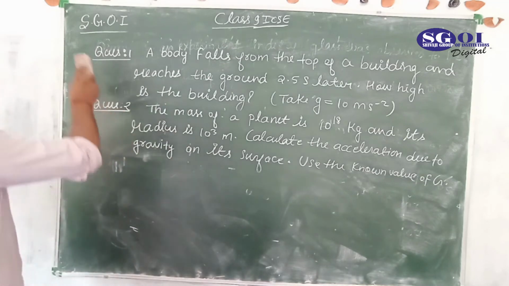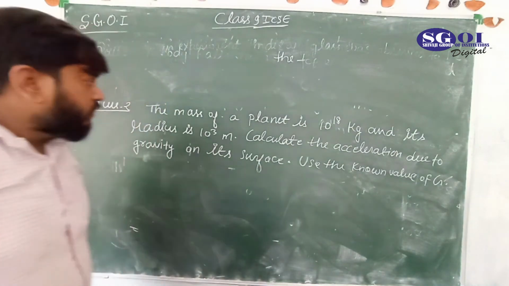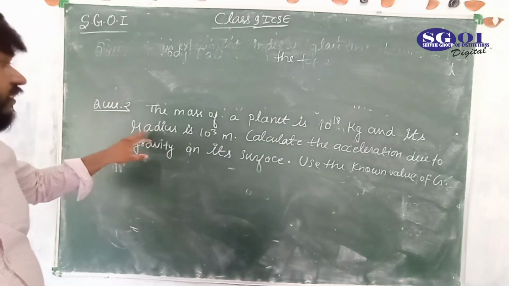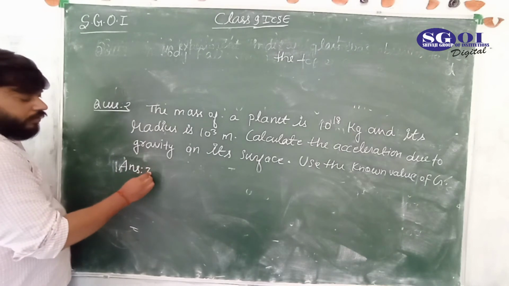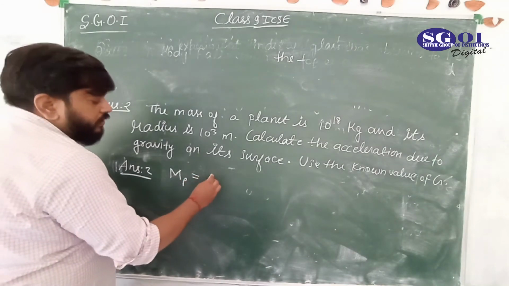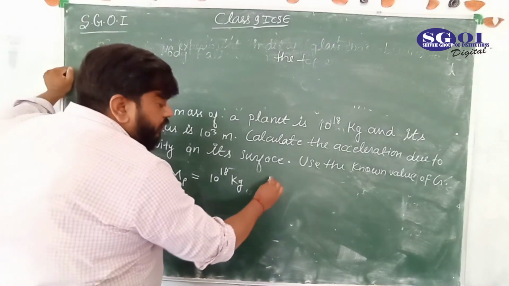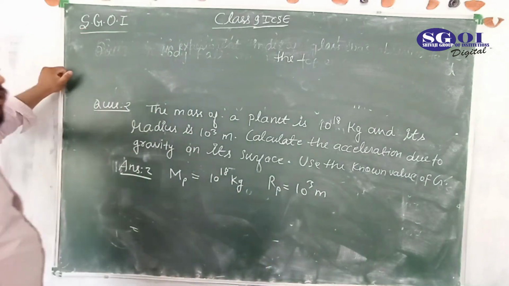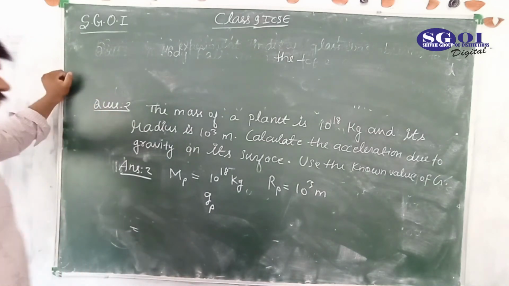Now the second problem. In the second problem, you are seeing that the mass of a planet is 10 to the power 18 kg and its radius is 10 to the power 3 meter. We are given the mass of the planet, MP, 10 to the power 18 kg, and the radius of the planet, 10 to the power 3 meter. Calculate the acceleration due to gravity on its surface. We have to find g of the planet on its surface.